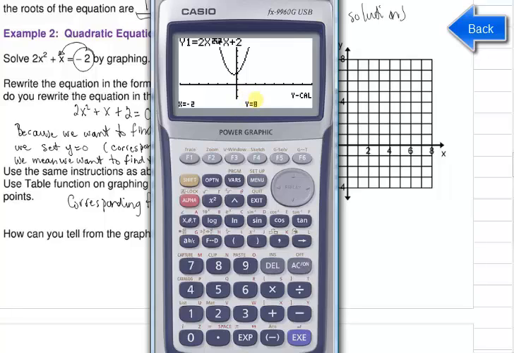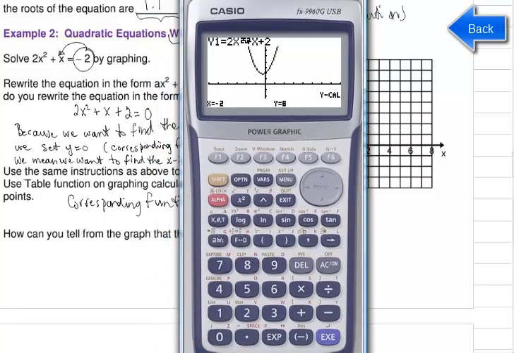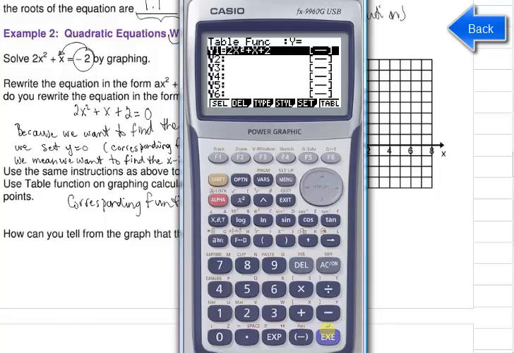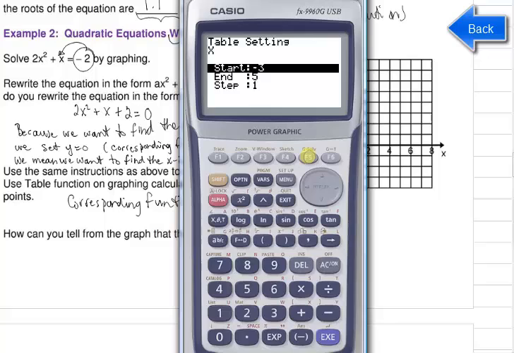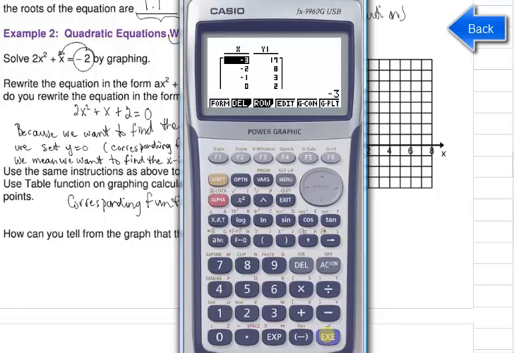Now, the other way that you can get some extra points on your graph is to use your table function. So if you have the Casio, you want to go back to your menu, and you want to go to Table, and you want to set your table. Where I've set it is, I'm going to start when x is -3, and I'll end when x is 5. And the scale that I'm going to use, or the step if you like, is I'm going to go up by 1s. So I'm going to execute that, and then execute again, and here's my table.